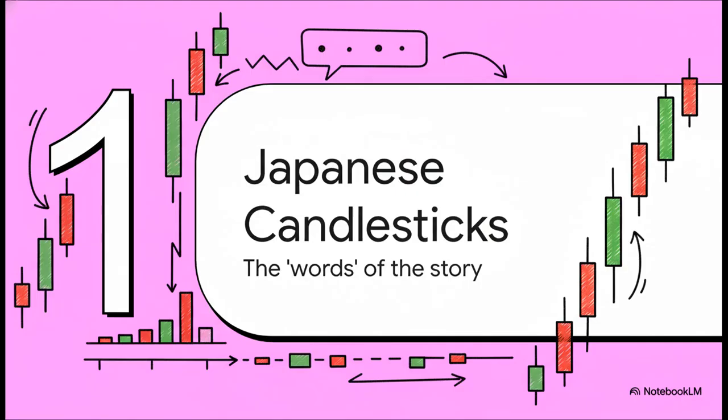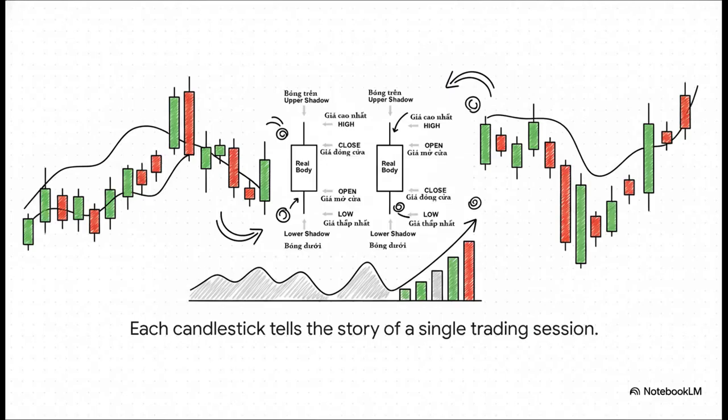Our first step is to learn the alphabet of the market, and that begins with Japanese candlesticks. Think of each candle as a single word in the story of a trading day. Now don't get thrown off by all the different shapes and colors. Every single one of these candles, no matter what it looks like, tells us the same four things. These four data points are the foundation for everything else we're about to learn.